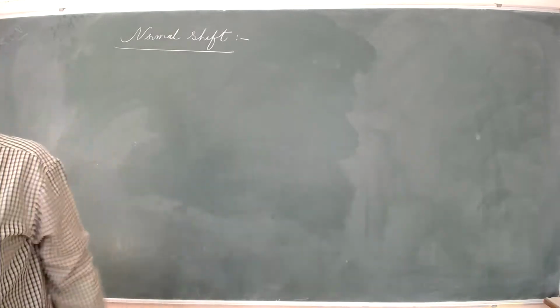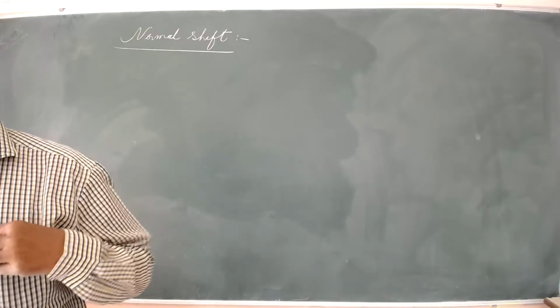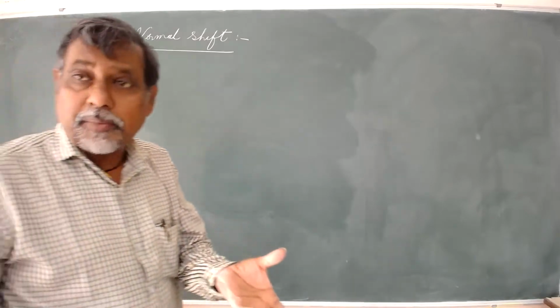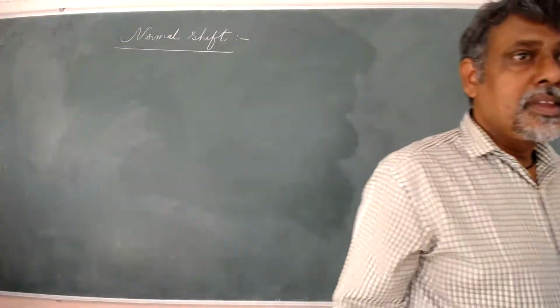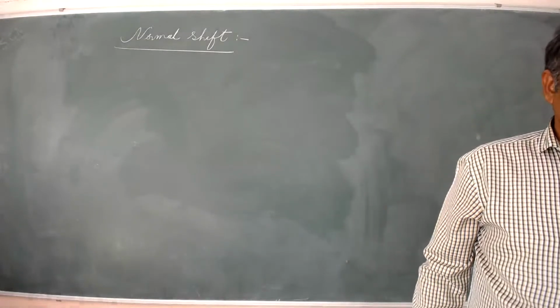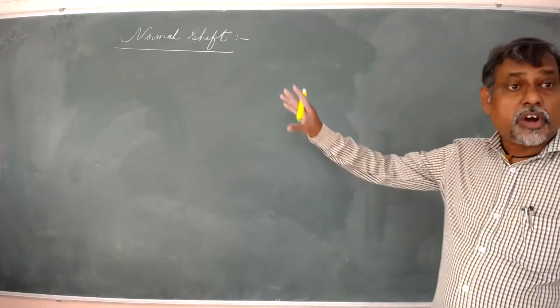If you know swimming and other things, you can manage. But if you are new to swimming, you will go and struggle, and then the coach has to jump to rescue you. Am I correct or not? So the depth of the swimming pool appears to be less. Why? Because the bottom of the swimming pool appears to be rising. That is called normal shift.